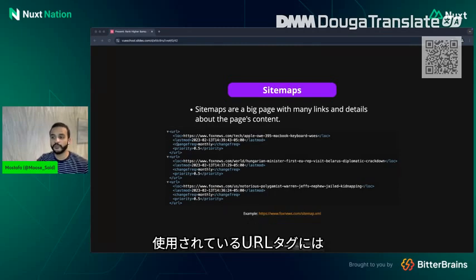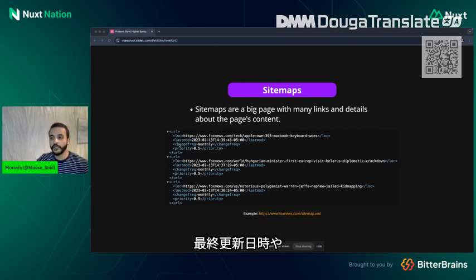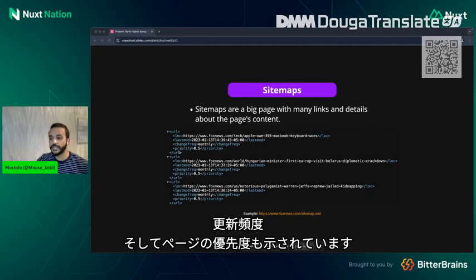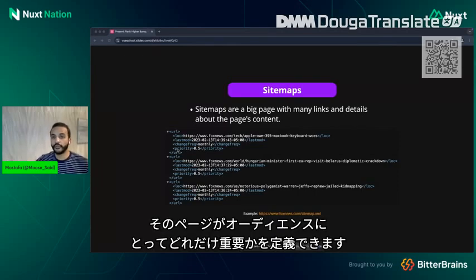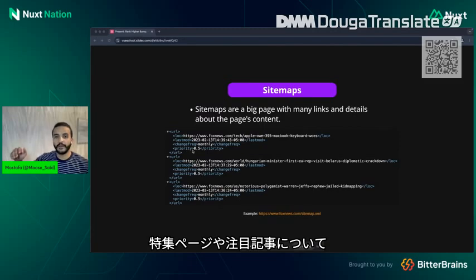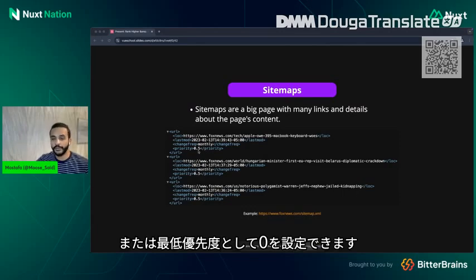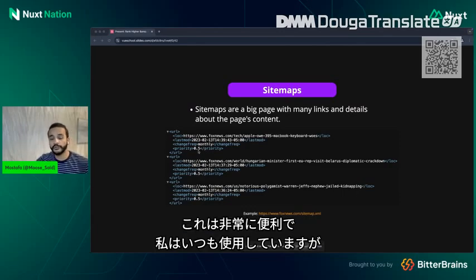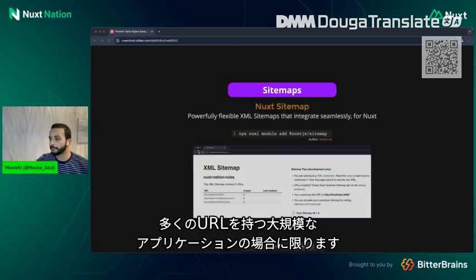The URL tag they are using has the location tag for the href or the link for the page they want the crawler to discover, when it was last modified, how frequently it changes, and also the priority of the page. So you can even define, on a scale from 0 to 1, how important this page is for your audience. You can tell them about the featured pages or the featured articles, with 1 as the highest priority or 0 as the least priority. It depends. So it is really useful. I use it all the time, only if I have a big application with so many URLs.